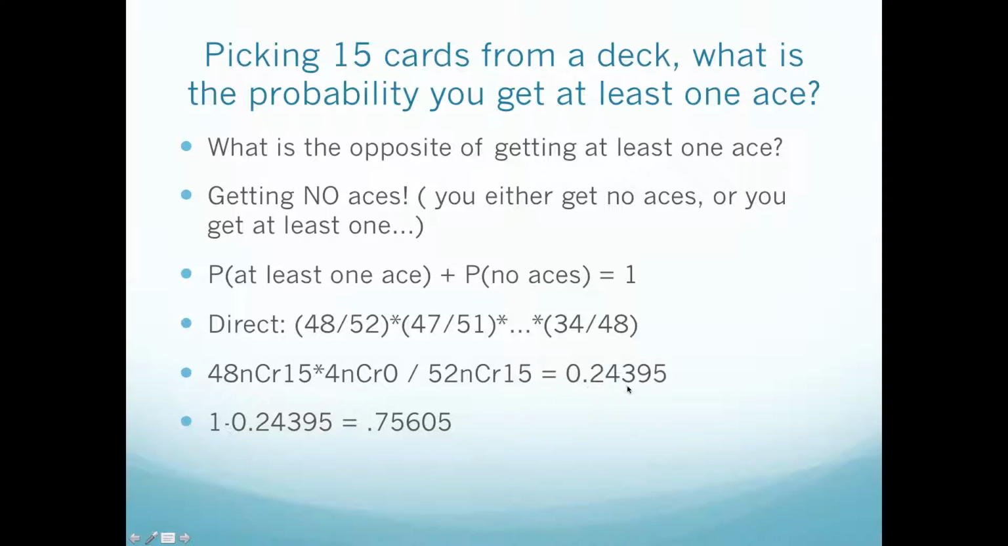Now we have to remind ourselves, this is not our answer. This is what we don't want. This is the probability of 0 aces, so I subtract that from 1 to get my actual answer to the problem.